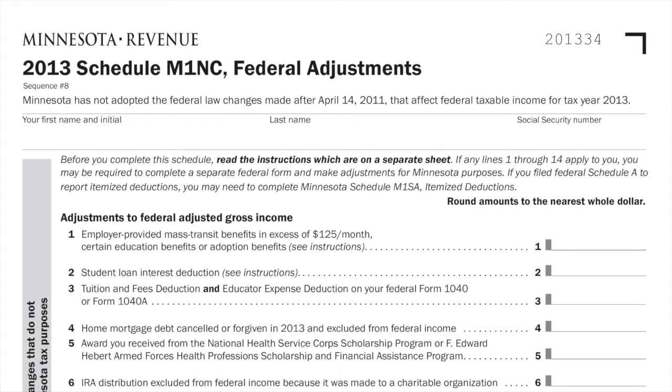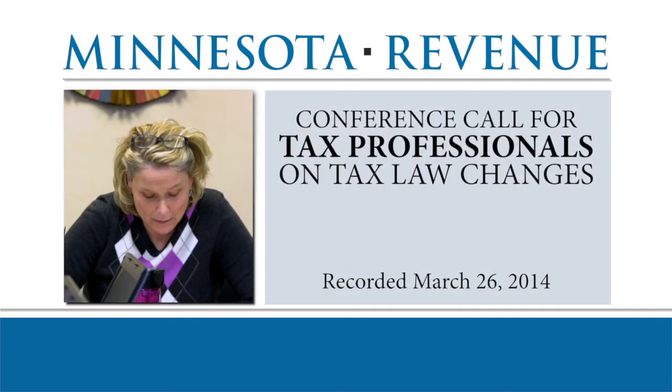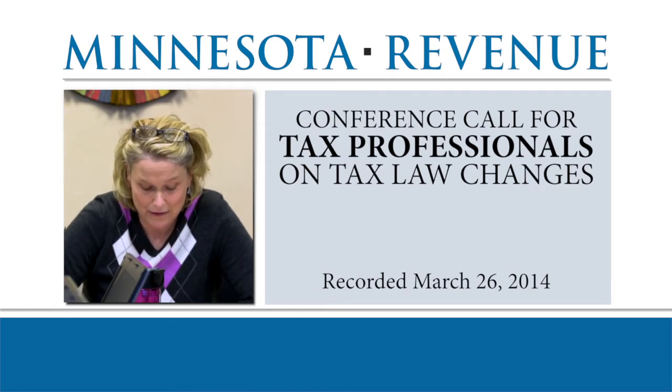On the Schedule M1NC, the wages, before the law change, there were three types of employee benefits that were exempt from federal tax but had to be included in taxable wages for Minnesota purposes: the adoption benefits, the transit benefits, and the education assistance. Federally, taxpayers may exclude up to $12,970 in employer-provided adoption benefits from their federal taxable income.